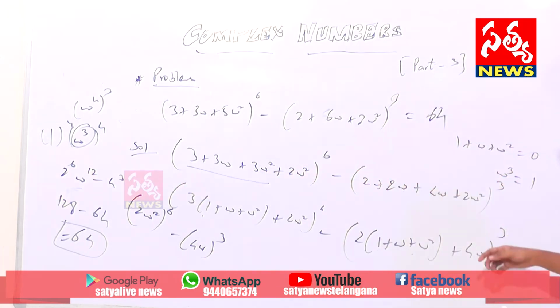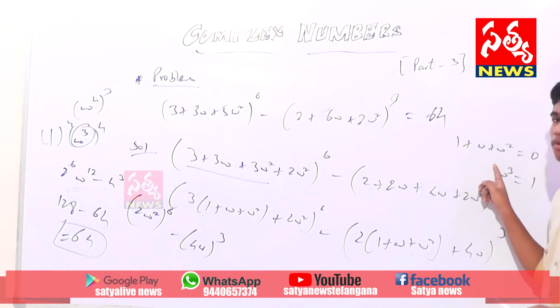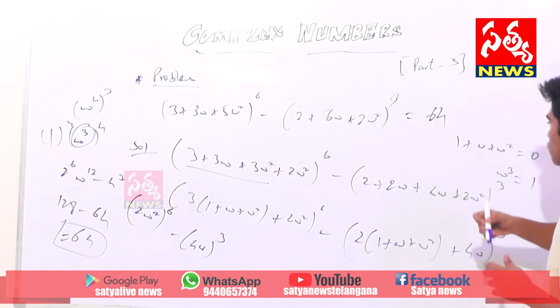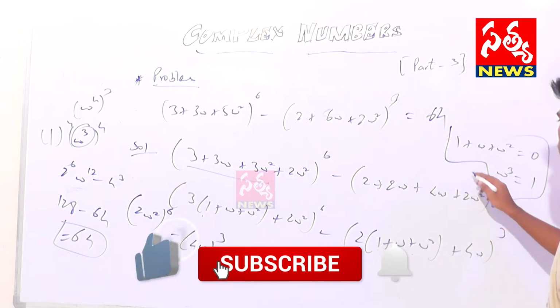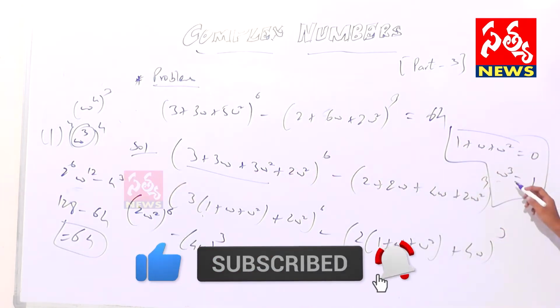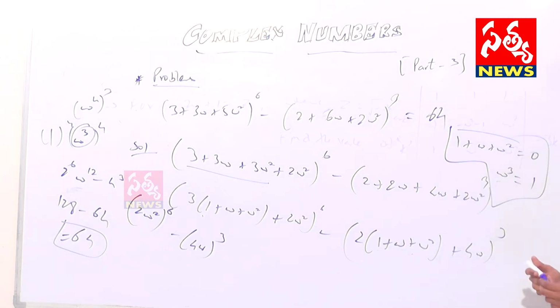So in this way, we have to use the properties of cube root of unity. You have to remember these properties: 1 + ω + ω² equal to 0 and ω³ is equal to 1.